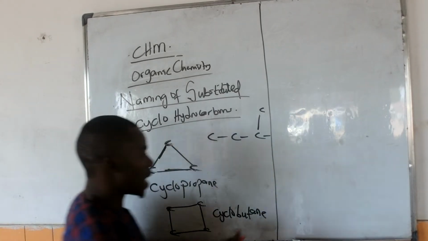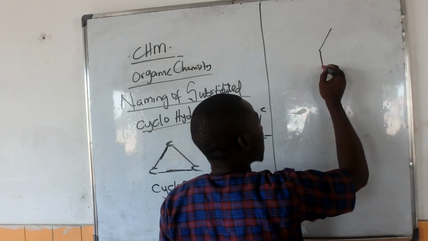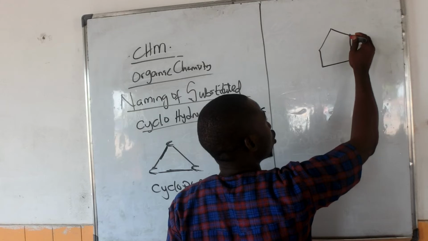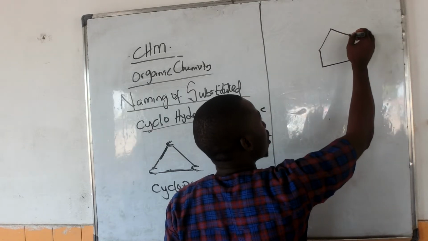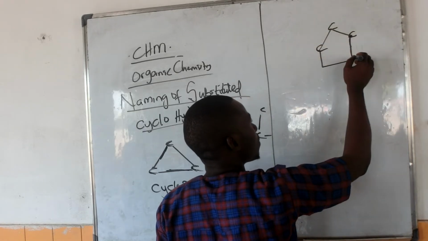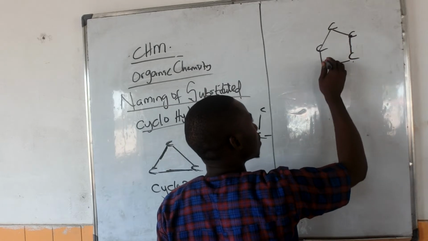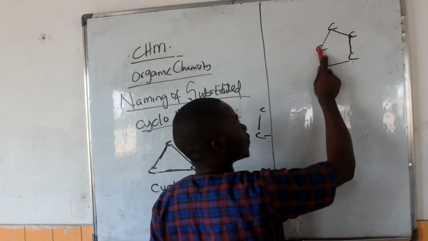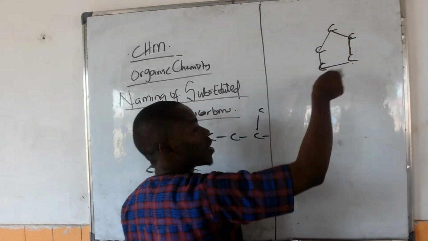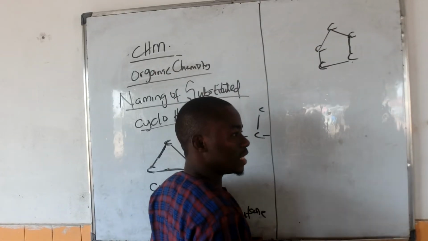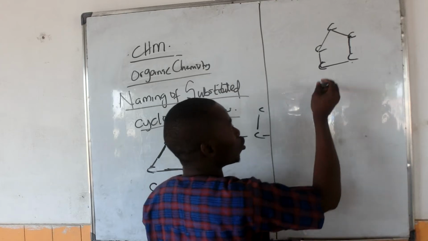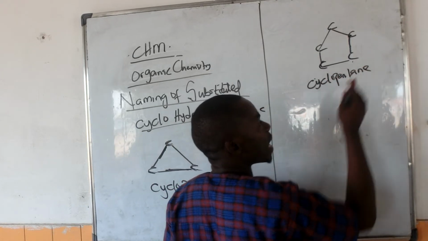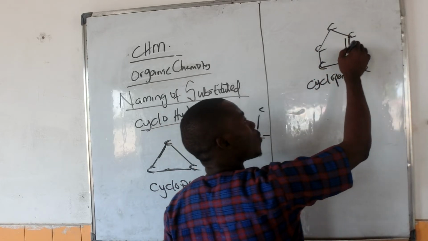But in the case whereby, let's say it's like this, and all these joints are representing carbon, and this is carbon, and this is carbon. What it means is that 1, 2, 3, 4, 5. This compound, as an alkane, is pentane. So we call it what? Cyclopentane.